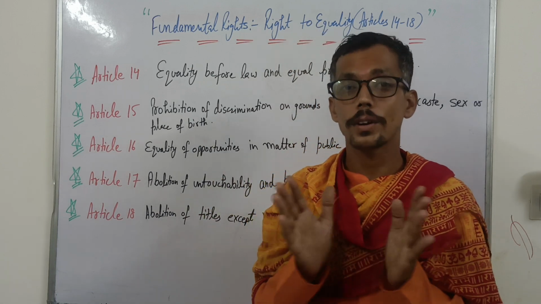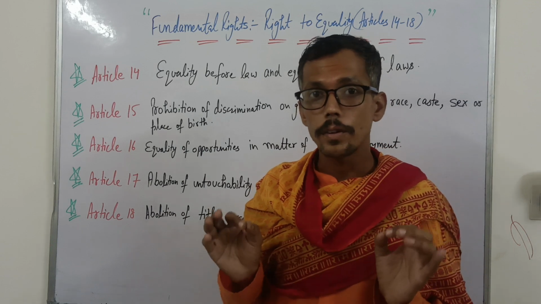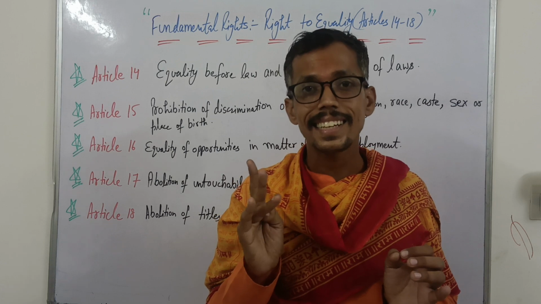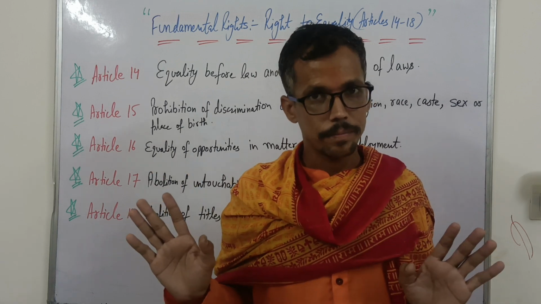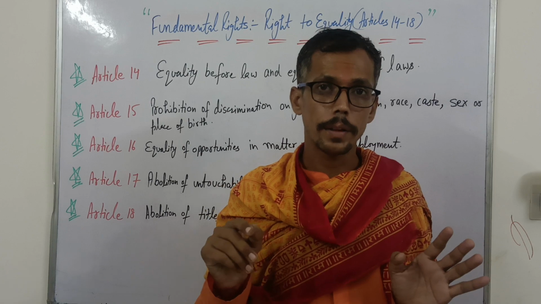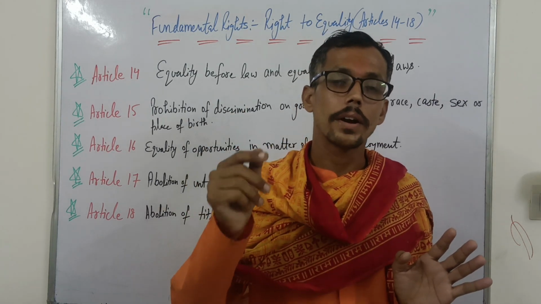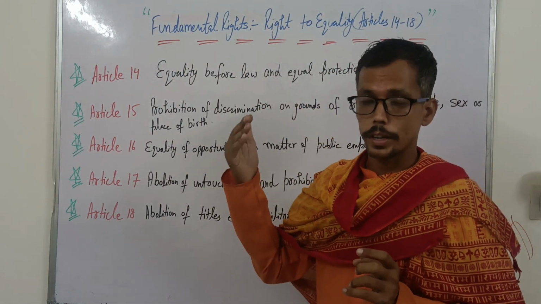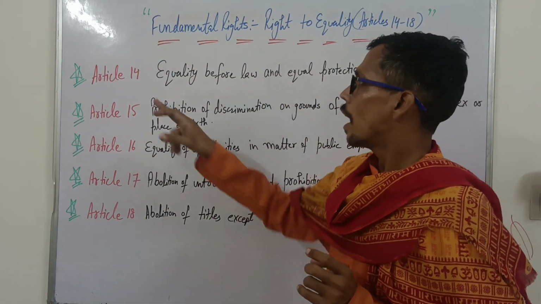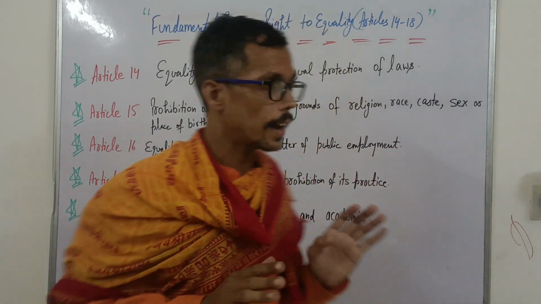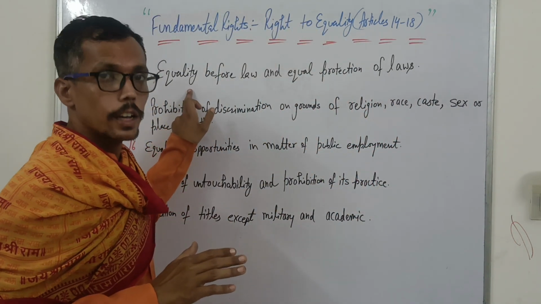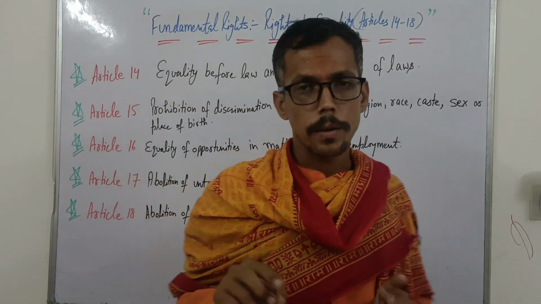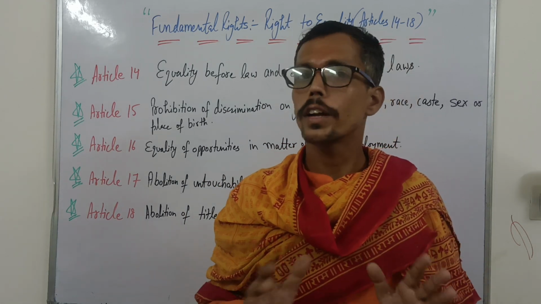So the topic that we are going to discuss here is right to equality. We will be starting from Article 14. We are going to cover Articles 14, 15, 16, 17, and 18. All these articles from 14 to 18 fall under the first fundamental right, right to equality. The first provision here is Article 14. Article 14 says equality before law and equal protection of laws. Now we have to understand that this is actually saying two things: equality before law and equal protection of laws.